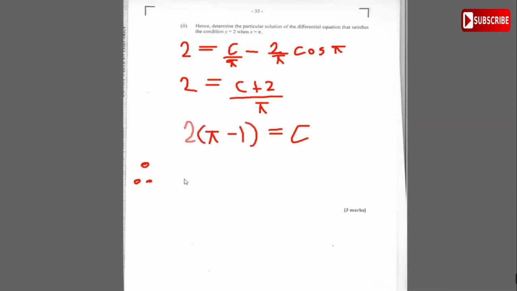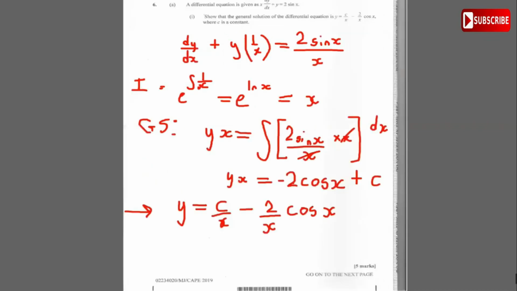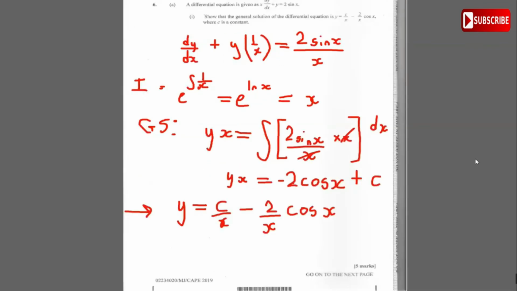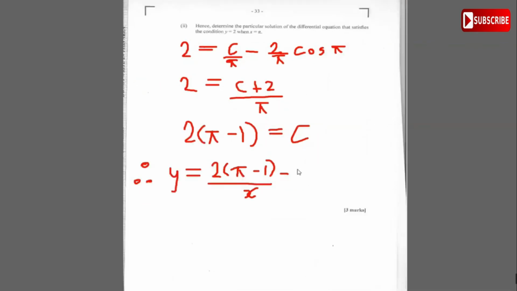So if this is c, what we're going to get is y is equal to c over x. So y is going to be 2 times pi minus 1 over x, minus 2 over x cos x. Nice and easy, soft.